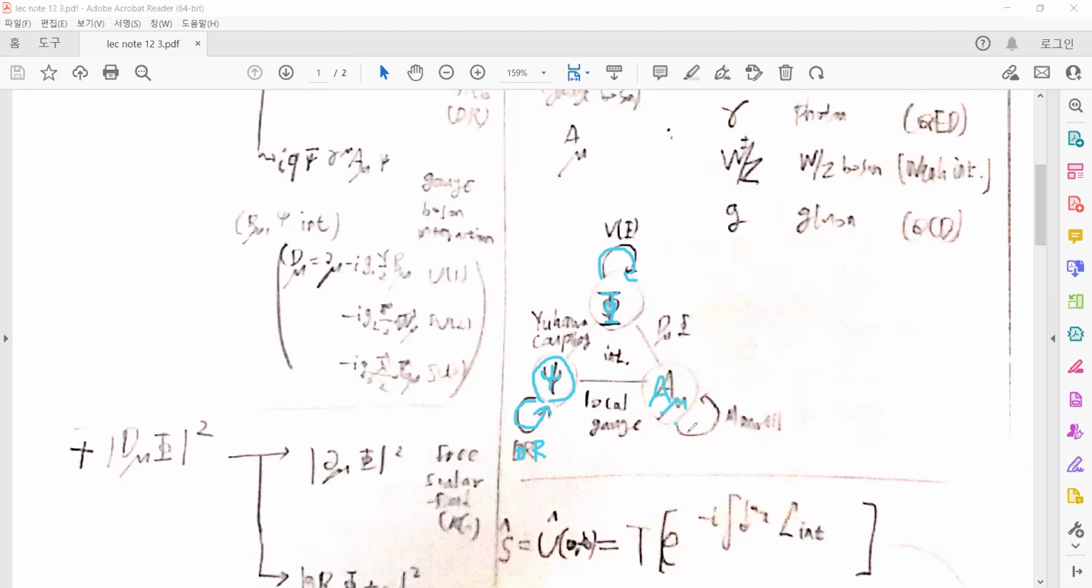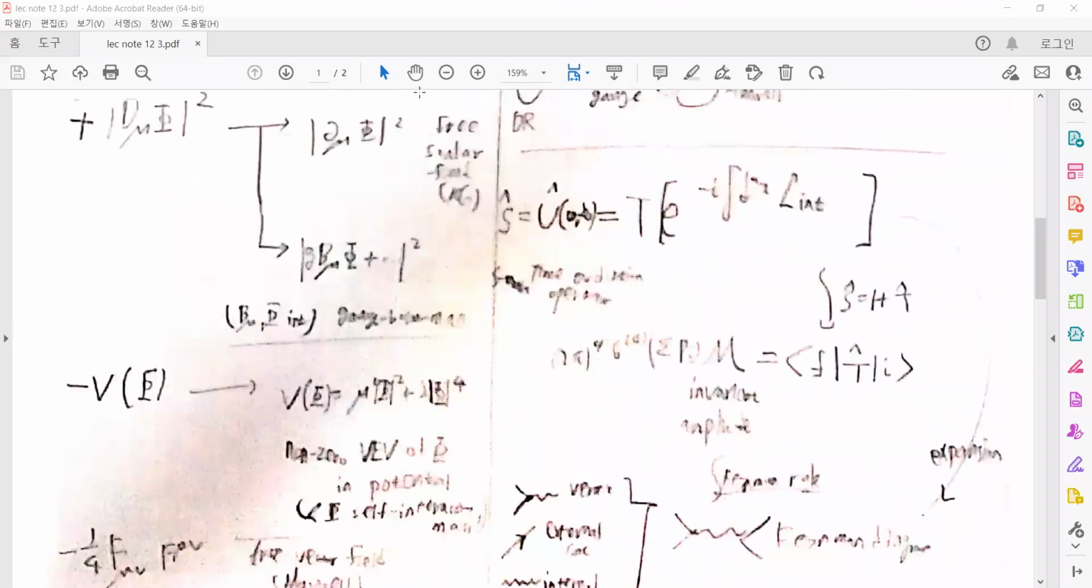Also, vector fields propagate satisfying Maxwell's equation. The interaction between the scalars and spinors is a Yukawa coupling, the interaction between the scalar fields and the vector fields is via the covariant derivatives, and the interaction between the spinors and vector fields is via the gauge interaction. If we know the Lagrangian, we can obtain the sum of the probability amplitudes, which is the probability from the initial state to the final state.